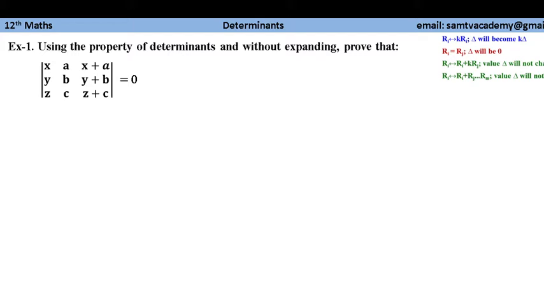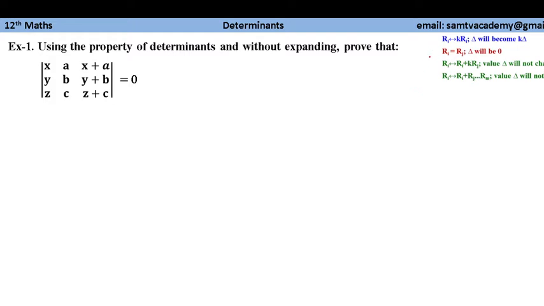It is saying that using the properties of determinant and without expanding. For reference, I have written these properties here in the right hand corner. So let's start. The process is that we have to make LHS equal to RHS. So LHS is 0, RHS is 0. So now we have to make LHS 0. Which property are we going to use?